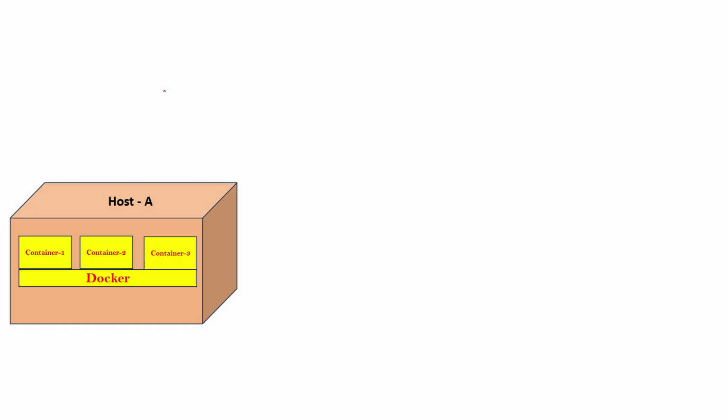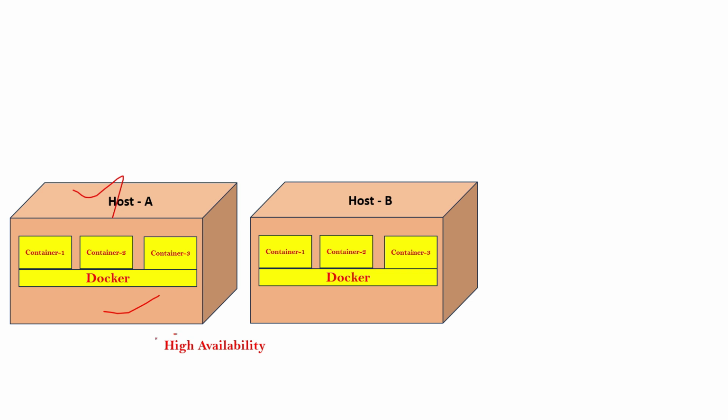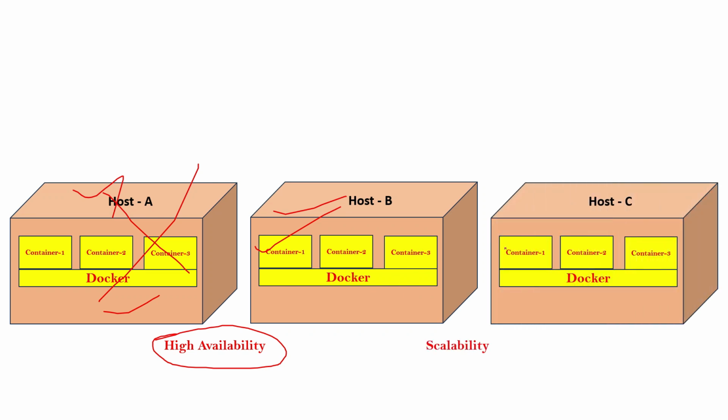Let me give a graphical representation. This is host A, okay, where we have Docker and 3 containers running, and for high availability we have one more node, right? So that in case this host crashes, we have another one in place to cater to the requirements of the applications. Now, for scalability, tomorrow you want to scale your environment and you want a few more containers on another host, virtual machine or physical server.